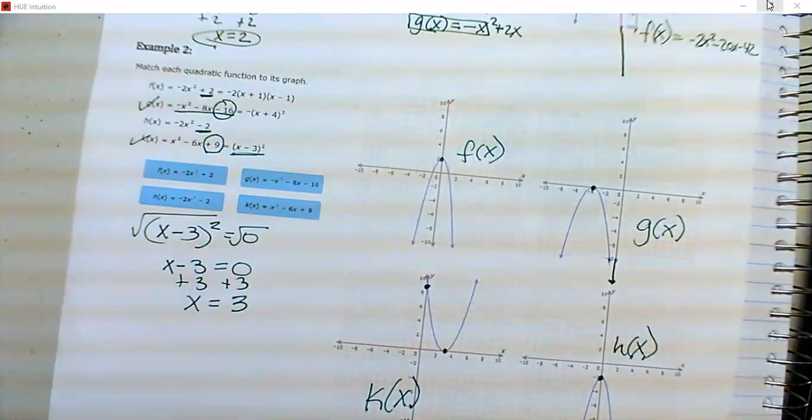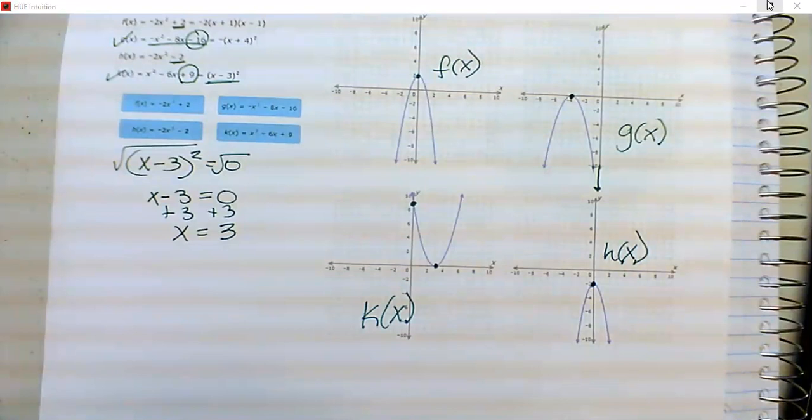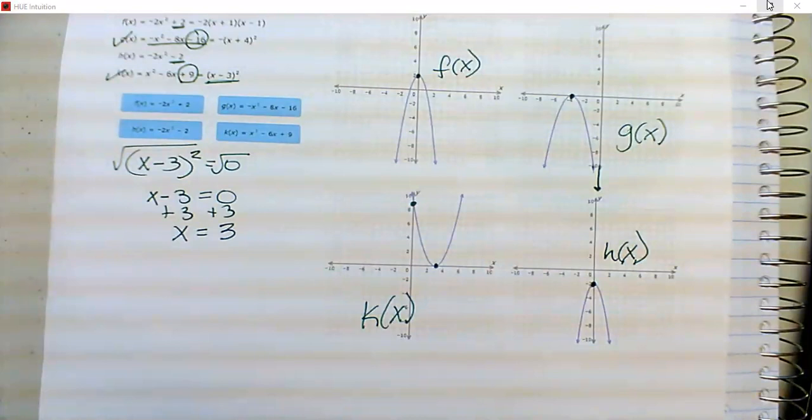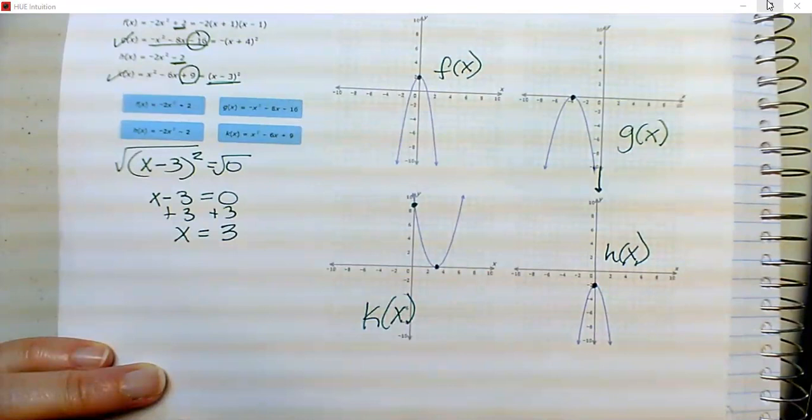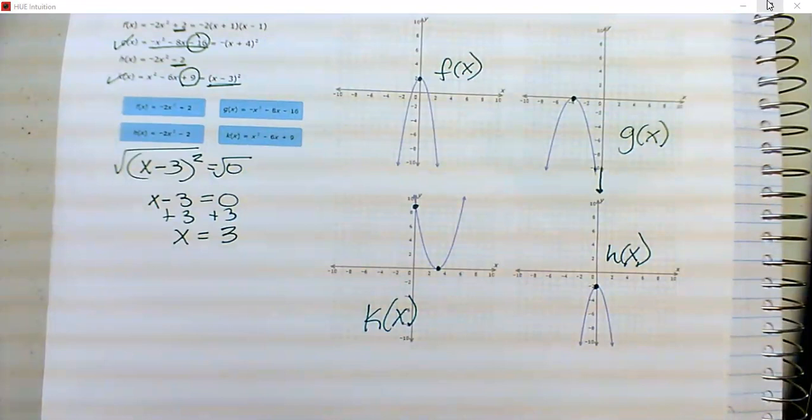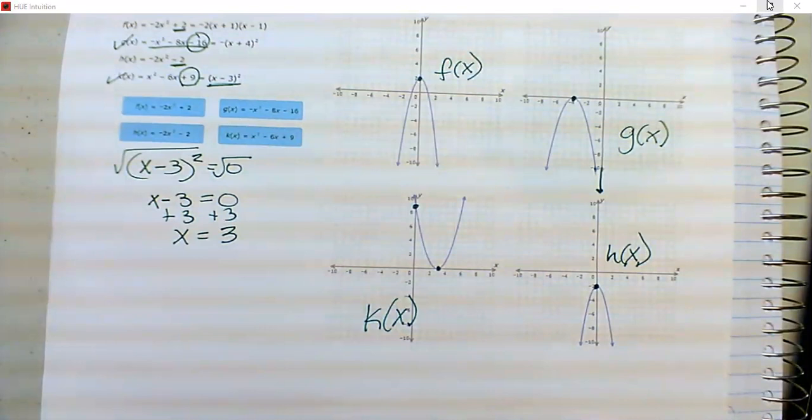Okay? So use those different qualities, whether a is positive or negative, whether a is between 0 and 1 or greater than 1, if you can use the factored form and set that equal to 0 and find the x-intercepts to help you out. Those are the kinds of things that you're going to do to match up these graphs. If you have any questions, let me know.